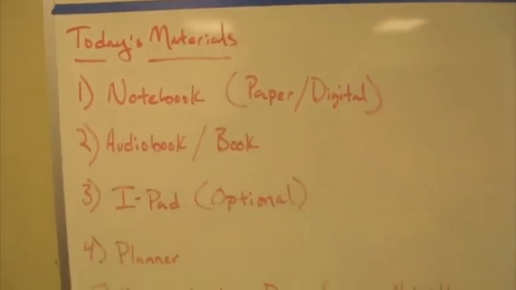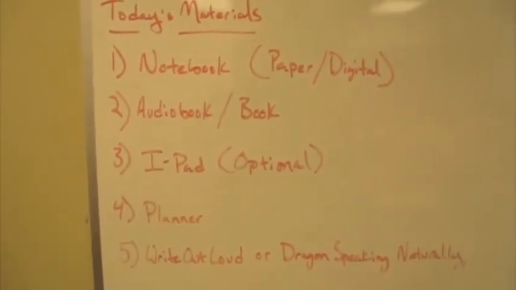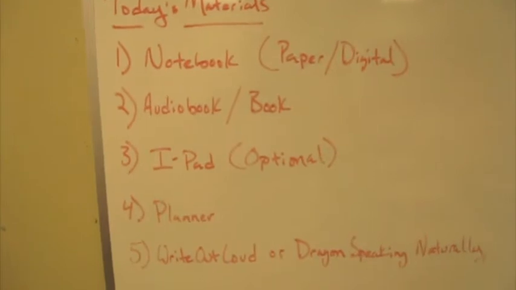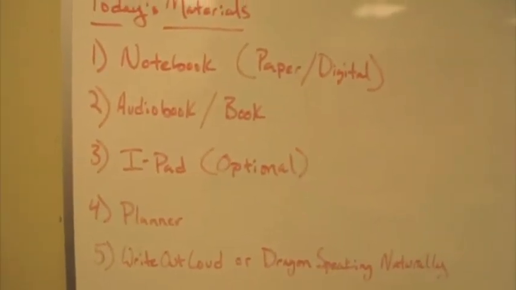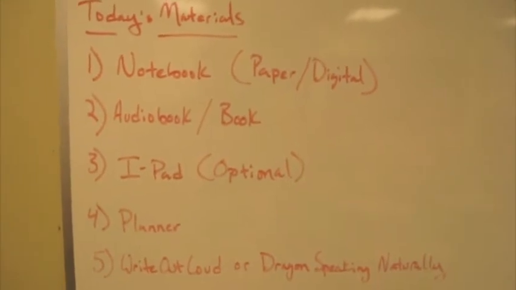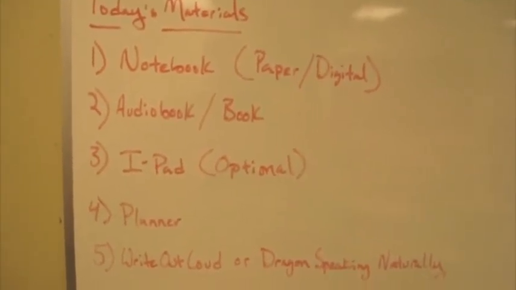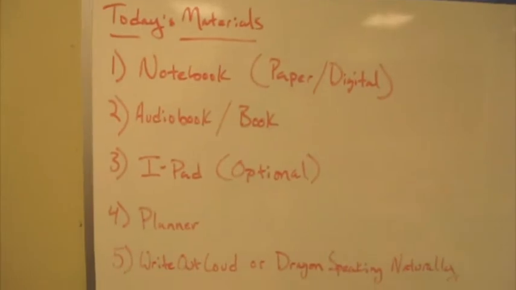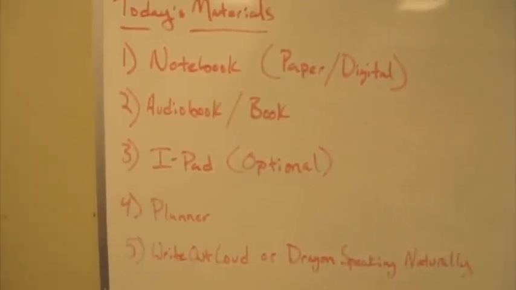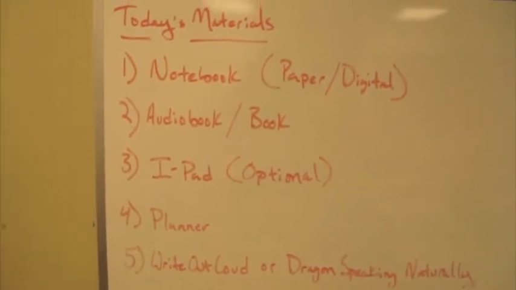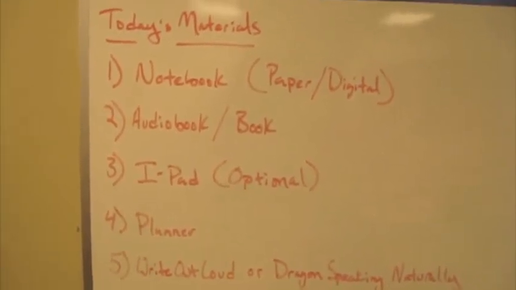Down here in the red you see today's materials: the notebook, paper or digital. Some kids are going to have iPads, and that's going to be an optional thing. Audio book or the book, The Diary of Anne Frank. You're going to need your iPad, once again optional, if you want to listen to the book, have it read to you out loud, or perhaps record your own voice and the thoughts you're having.